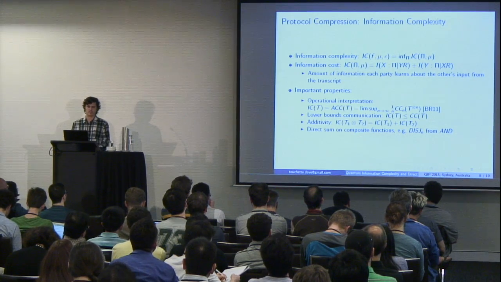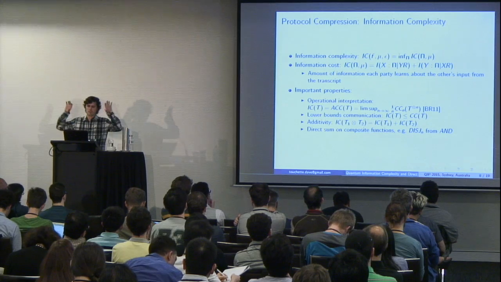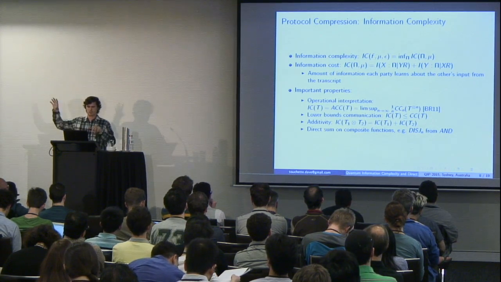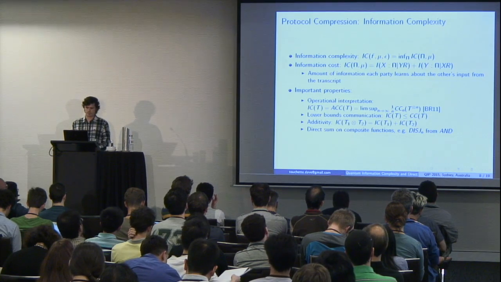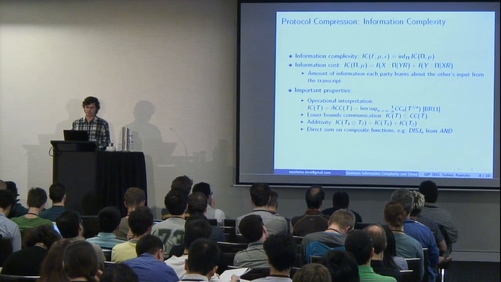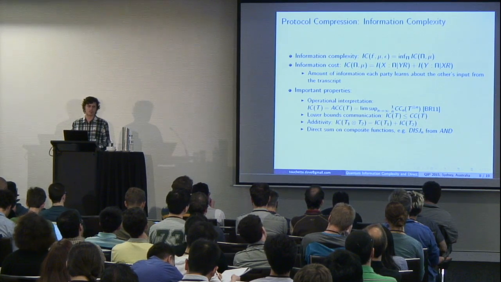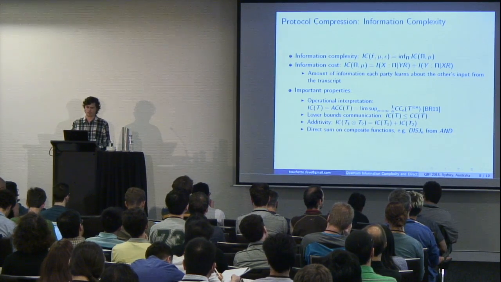It satisfies an additivity property. For two tasks computed in parallel, the information cost is equal to the sum of the tasks computed separately. And it satisfies a direct sum property on composite functions, for example the disjointness function in terms of the AND function, as we were stating at the beginning.